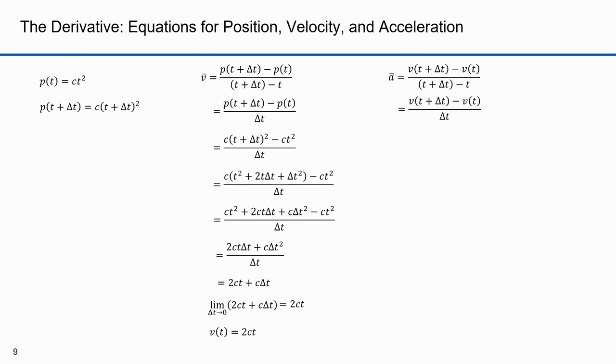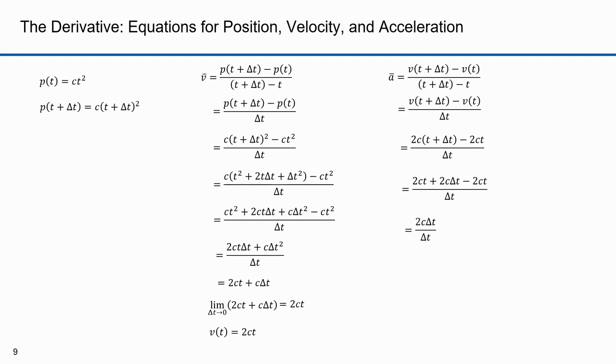I can simplify the denominator to delta t, the time interval. V of t is 2ct, so I'll make that substitution. Average acceleration is thus 2c times t plus delta t minus 2ct, over delta t. I'll multiply 2c times t and delta t. Now I have 2ct and minus 2ct in the numerator. Those are going to cancel.